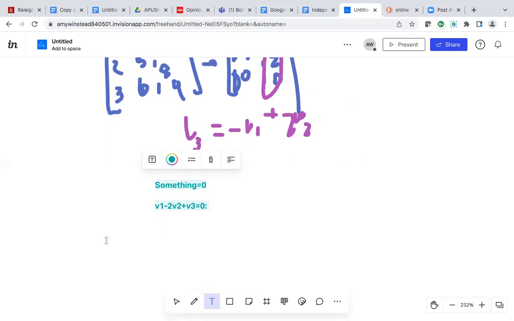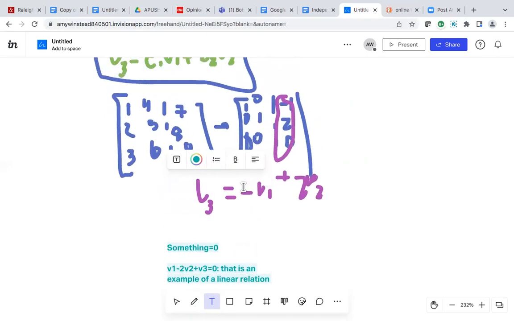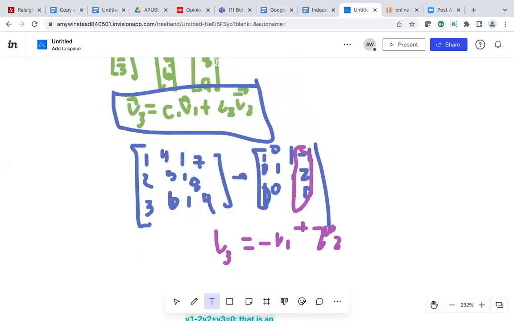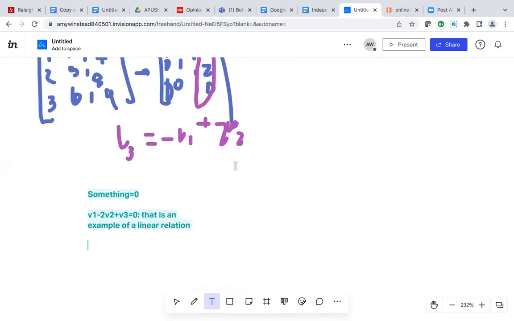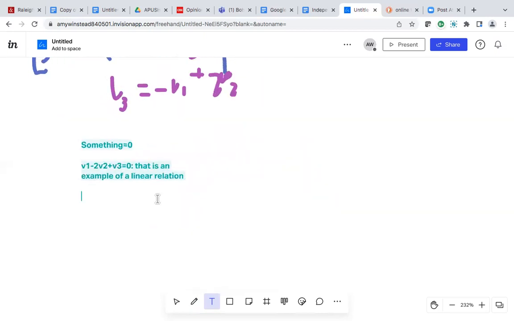So this equation is called a linear relation. When you take this kind of thing right here, you move things around and you set it equal to 0, that is an example of a linear relation. So now I'm going to give a bit of a theorem about linear relations. Now, don't forget that I just showed you a method of figuring out if vectors are redundant if there are no 0 components. Don't forget that because that will be helpful. But we will move on to linear relations.